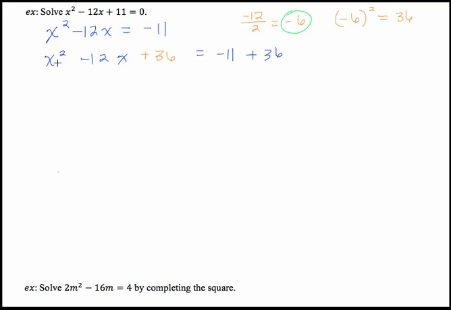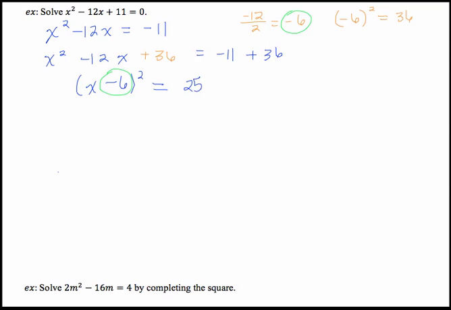And the reason I circled this is because this left side will always factor into x plus this number. So x minus 6 all squared. Okay, so whatever you get when you divide by 2 is always going to go right here. You can FOIL it out, it does work. And then let's simplify this side. 36 minus 11 is 25.